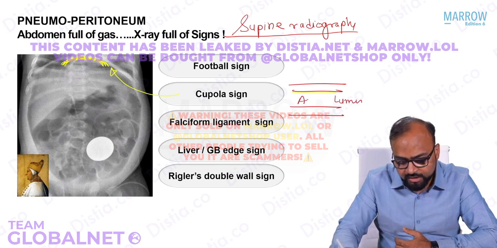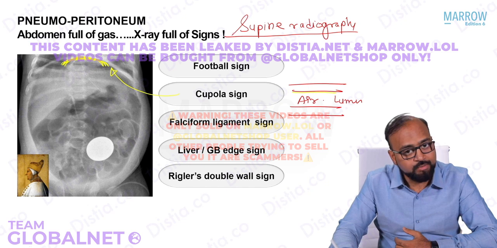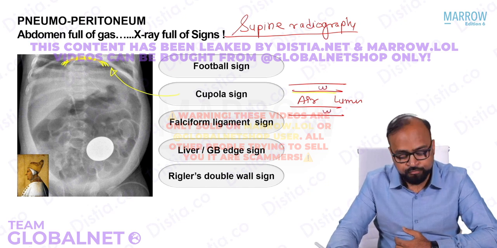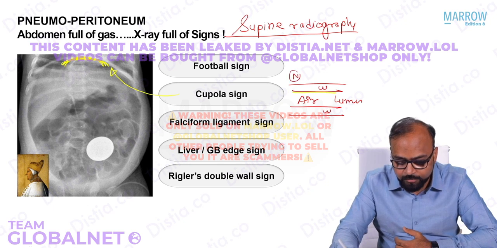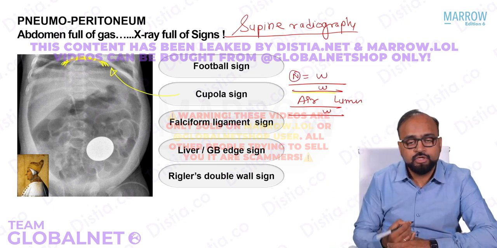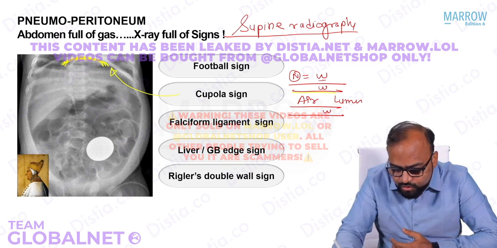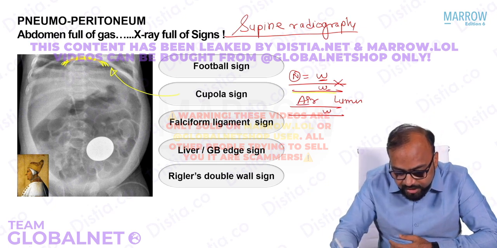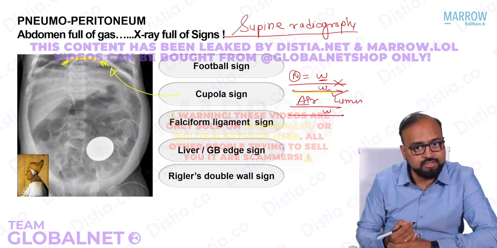Now, if the lumen contains air, the luminal density is air density, and the bowel wall density is water density. What is the normal content of the peritoneal cavity? It is peritoneal fluid, which is water density. So on the outer side, the serosal surface, you have water density, and you will never see this margin. But on the inner side, you have water density and air density, so the inner margin may be seen.